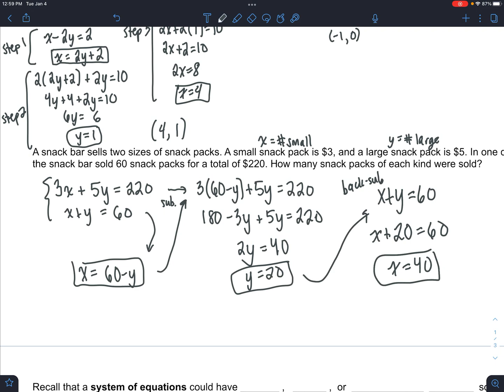So back substitute. Isolate, substitute, back substitute. It's 3 parts, all right? But that's that.